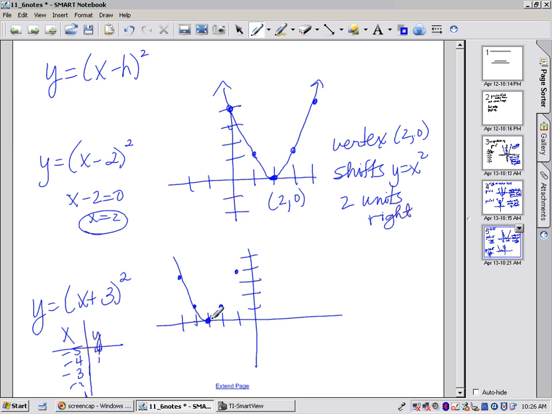You know, in the final, you'll have your calculator. On the COMPASS, you won't have a graphing calculator, and being able to identify graphs of parabolas is something that you have to be able to do on the COMPASS. So the vertex is, but they're going to be in this form, the vertex is (-3, 0). So this one shifts y is equal to x squared 3 units left.